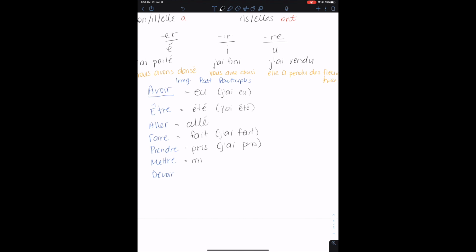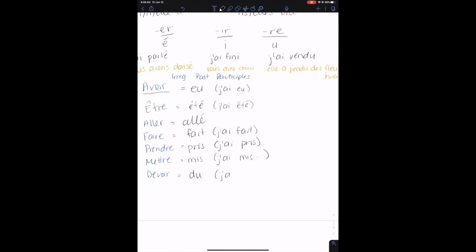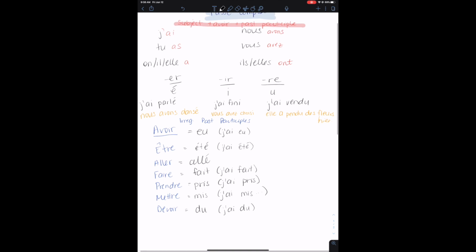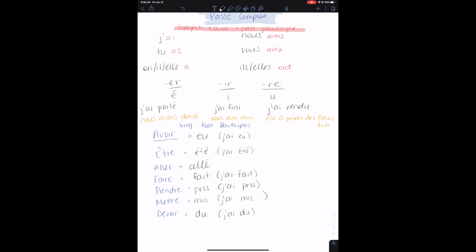Mettre turns into mis. So j'ai mis, I put something. And then devoir turns into dû. Okay, so j'ai dû, I had to do something. Okay, so there is your Passé Composé review in a nutshell.